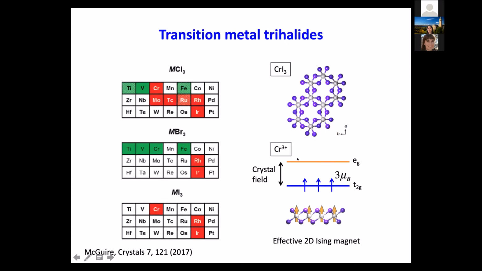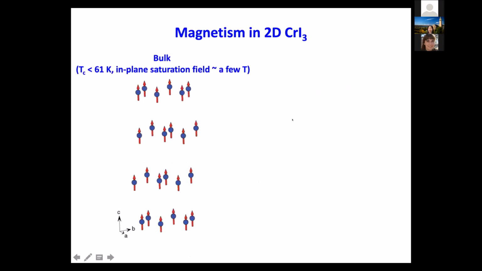And in this chromium iodide, the spins are out of plane. So out of plane is the easy axis. You can think of this effectively like a two-dimensional Ising magnet. And then you can stack sheets like this on top of each other. The bulk of this material is ferromagnetic. The Curie temperature is around 60 Kelvin.